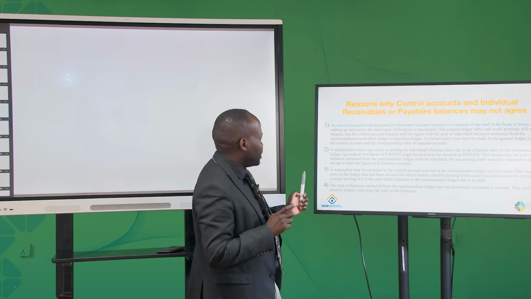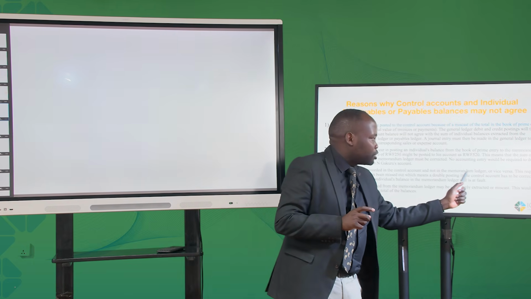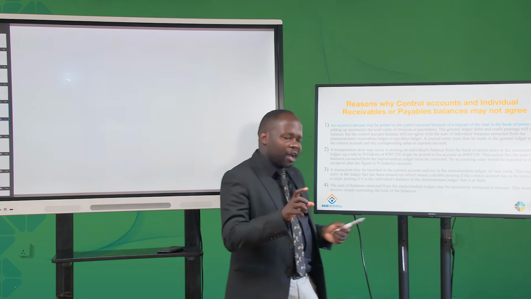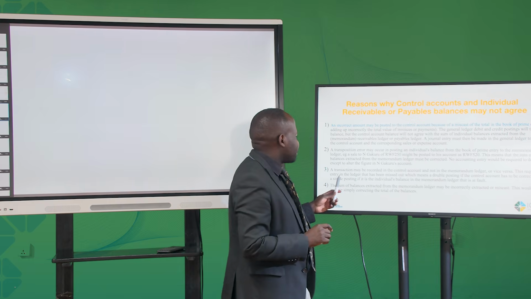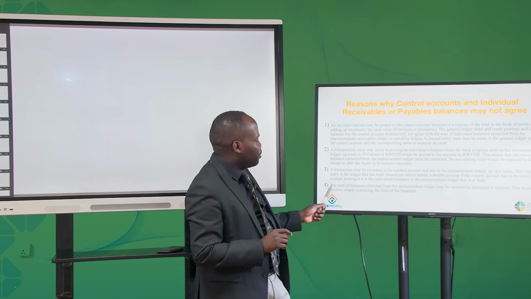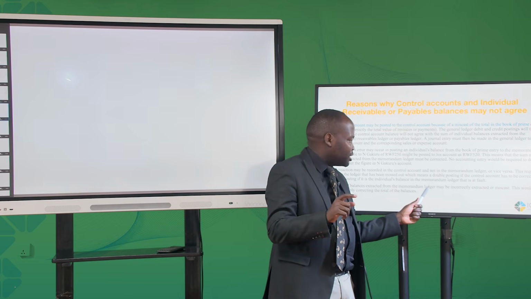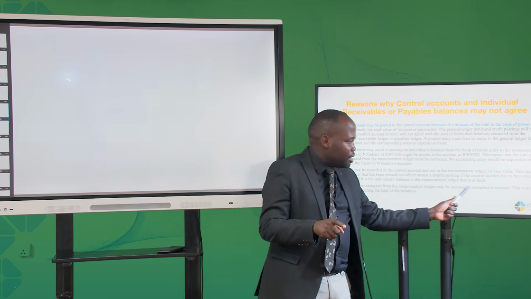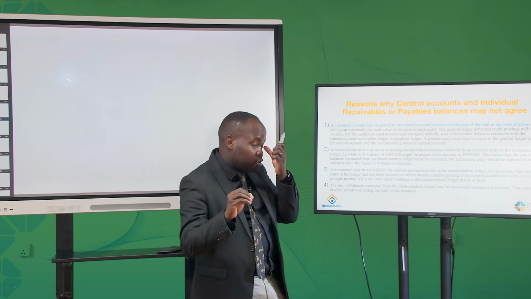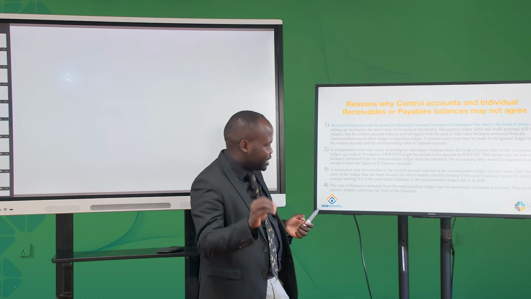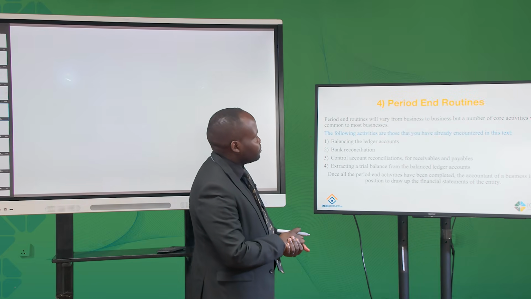That's a transposition error. Number three, a transaction may be recorded in the control account and not in the memorandum ledger. So we have recorded in the control accounts, but not in the receivables ledger. This requires an entry in the ledger. And number four, the sum of balances extracted from the ledgers, that is the receivables ledger or payables ledger, may be incorrectly extracted or miscast. Maybe the figure you had put in the personal account was misstated. This would involve simply correcting the totals of the balances.